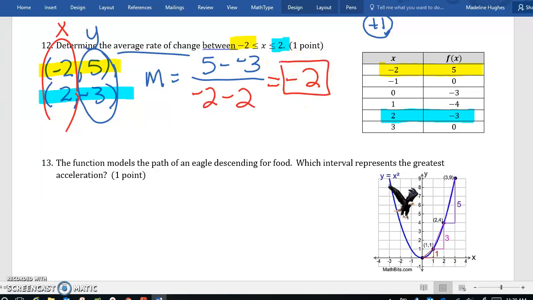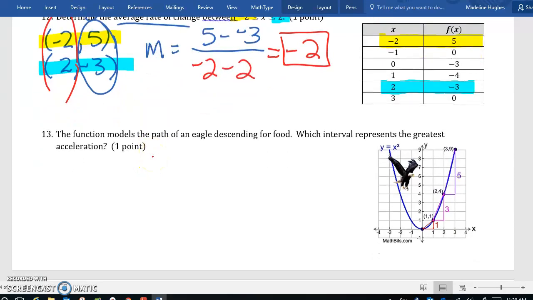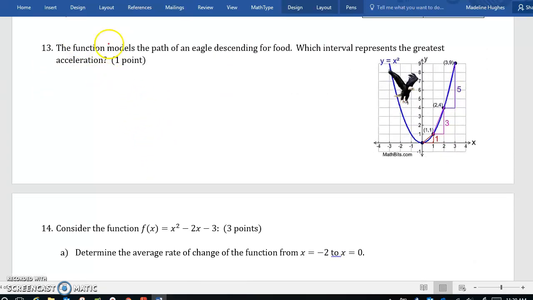All right, number 13. The function in this picture models the path of an eagle descending for food. So this eagle is going to fly down, pick up its food, and then fly back up. Which interval represents the greatest acceleration? Keep in mind, acceleration means to increase, to go faster, to go up, right? If you accelerate in a car, you're going faster. Not decelerate. Decelerate means to go down.